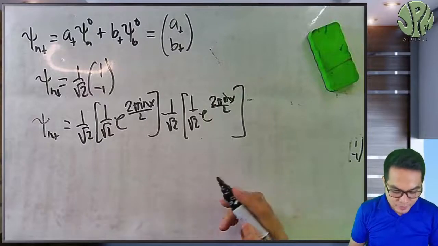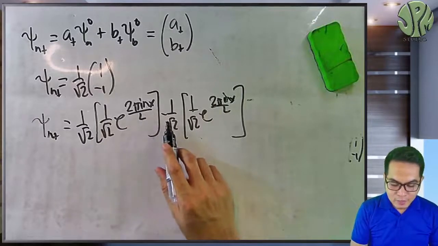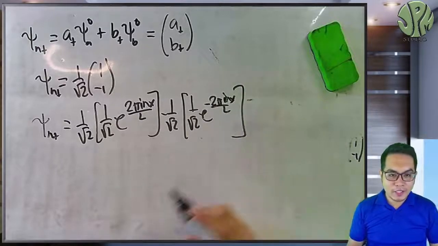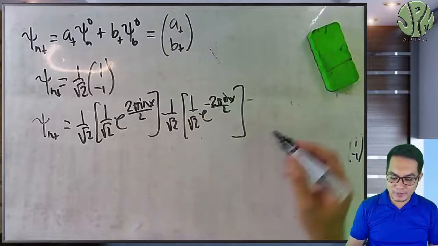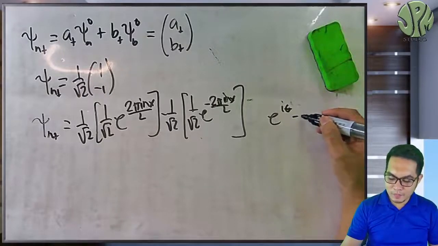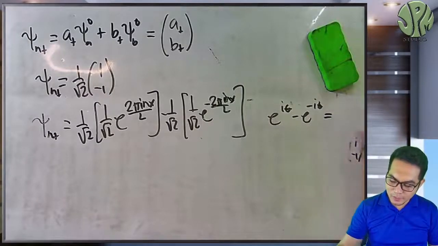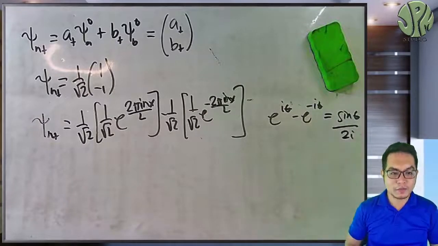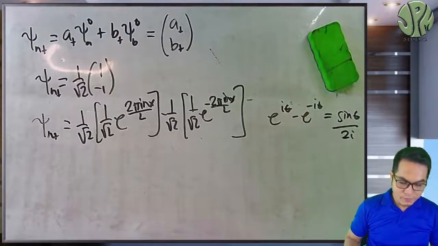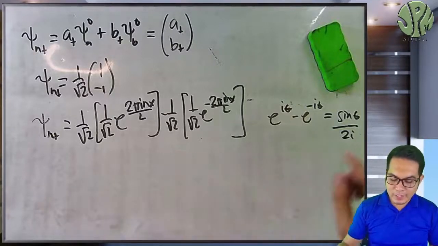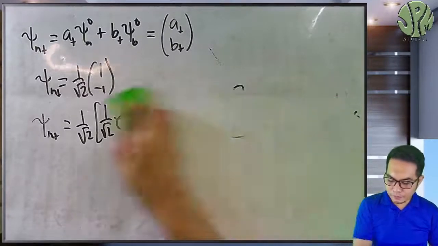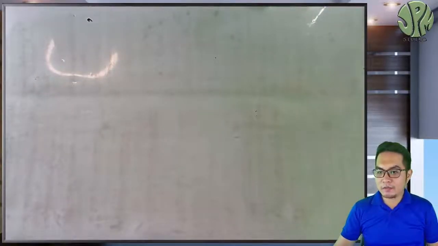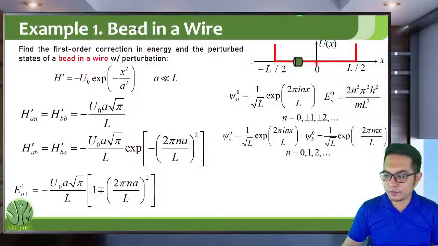And simplify, so you will have e to the i theta minus e to the negative i theta, and that will give you a sine function. Take note, e to the i theta minus e to negative i theta, that's actually sine theta over 2i. Simplify that, and you will get a sine function. So I will leave the rest of the details to you.